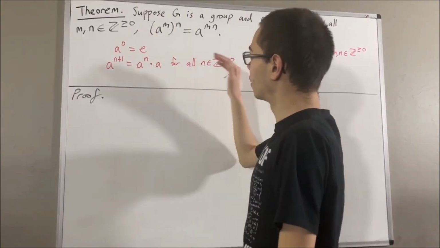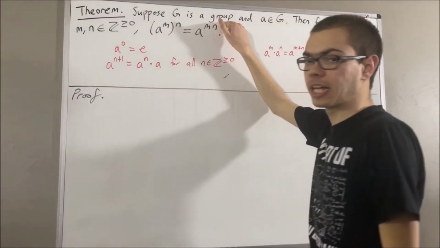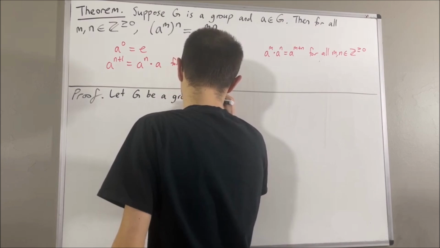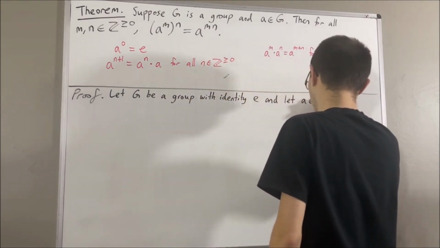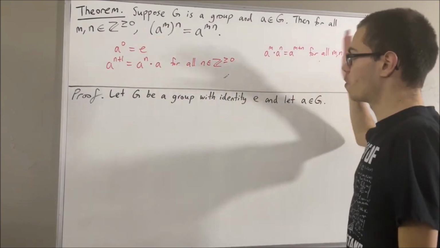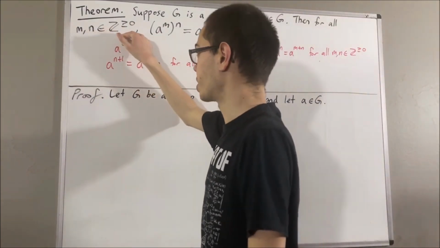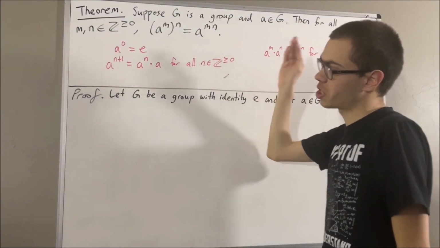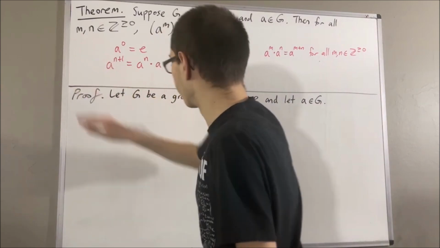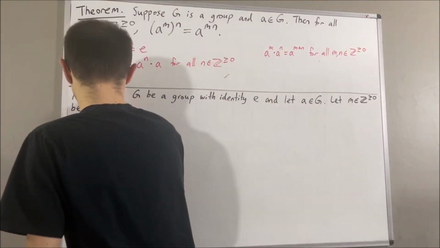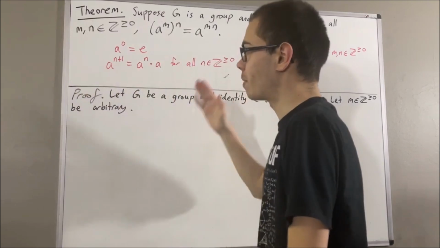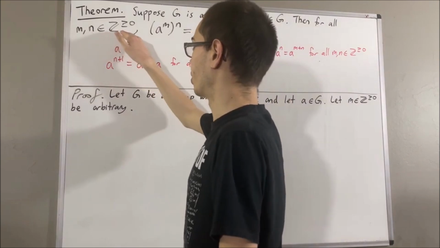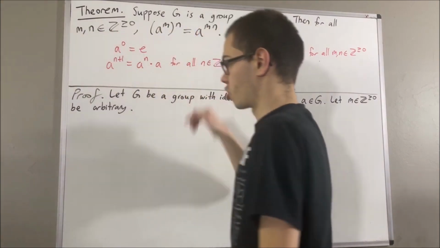To start out the proof, let's let G be a group with identity element e, and let's let a be an element of G. And from here, we want to show for all integers m and n greater than or equal to 0, this equality is true. And to show that, let's first give ourselves an arbitrary integer m greater than or equal to 0. And from here, we proceed by induction on n. We're going to show for all integers n greater than or equal to 0, this equality is true.